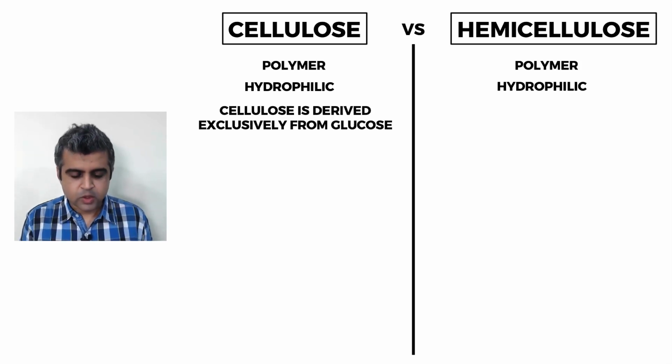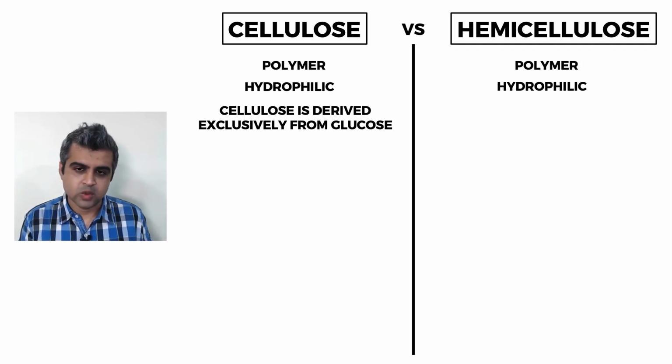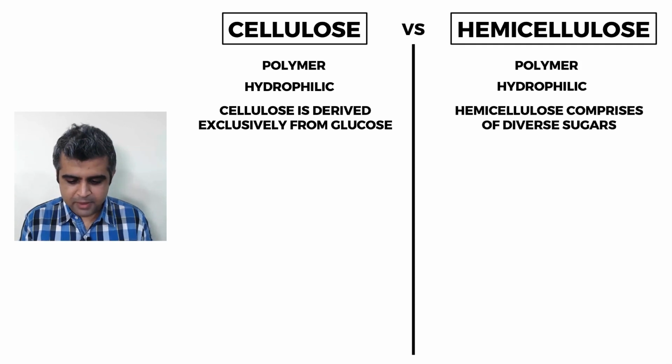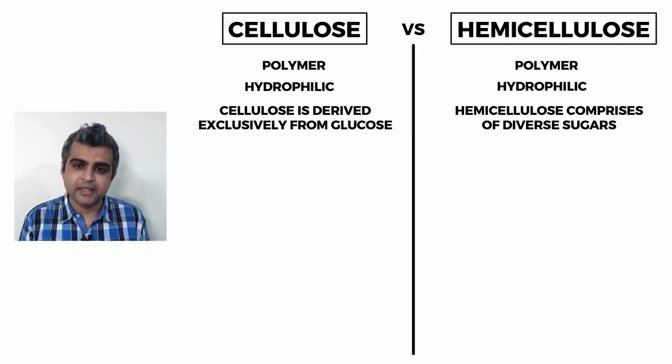Right. So cellulose is a polymer which is derived exclusively from glucose, which means that the only monomer is glucose. So it is a homopolymer. All subunits are the same, glucose. So cellulose is a polymer made up of monomers called glucose. At the same time, hemicellulose comprises diverse sugars. So it's a heteropolymer made up of multiple sugars. It's not necessary that the same sugar will be repeating in the polymer of hemicellulose.